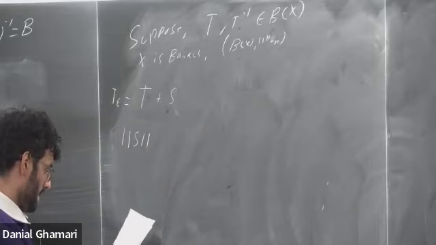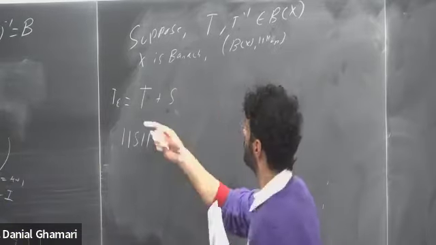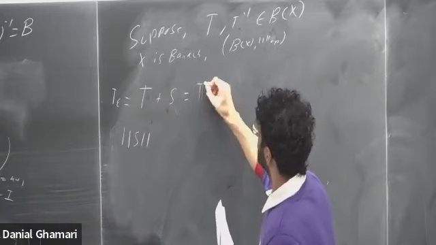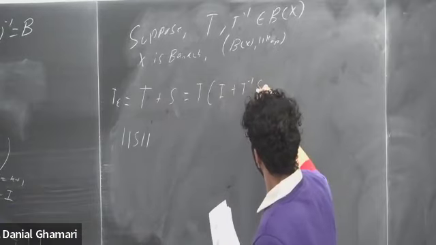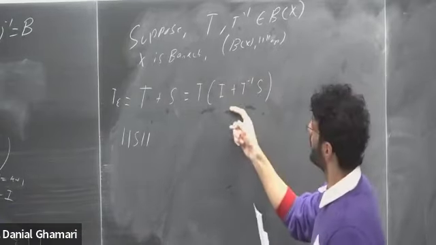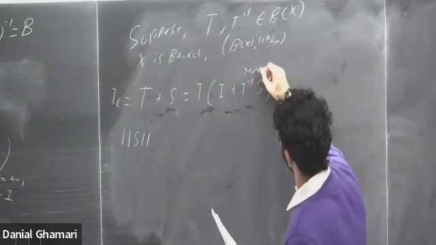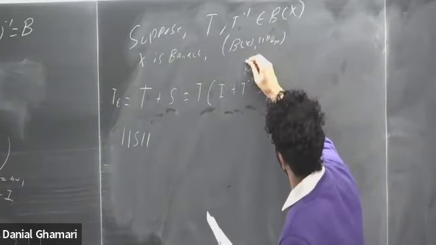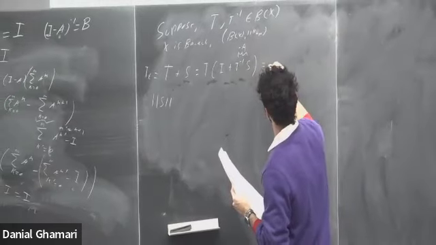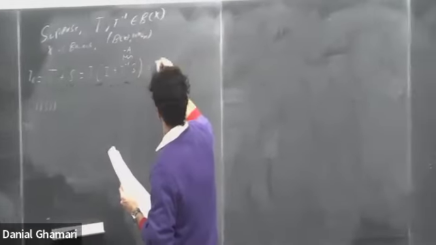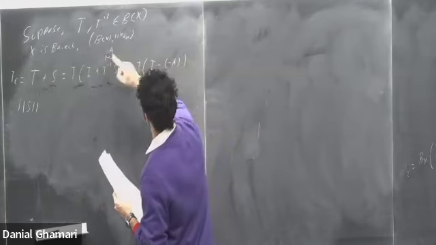Since T here is invertible, I can pull it out: T times the identity plus T inverse S. Since T is invertible, this is well defined, and if we multiply through we get back T plus S. Now we're going to define T inverse S to be minus A. So this is equal to T times the identity minus A.